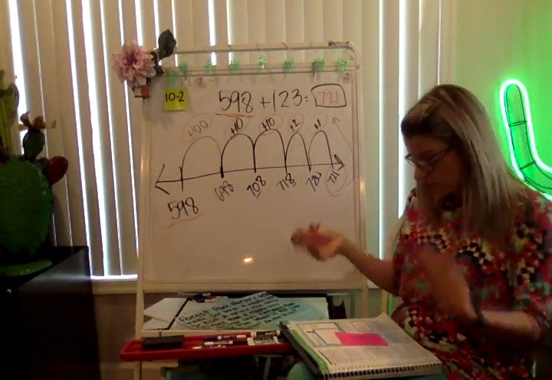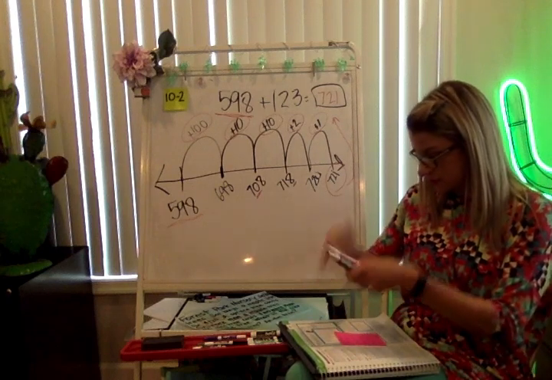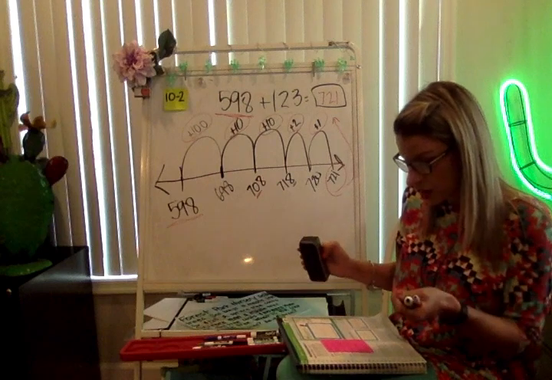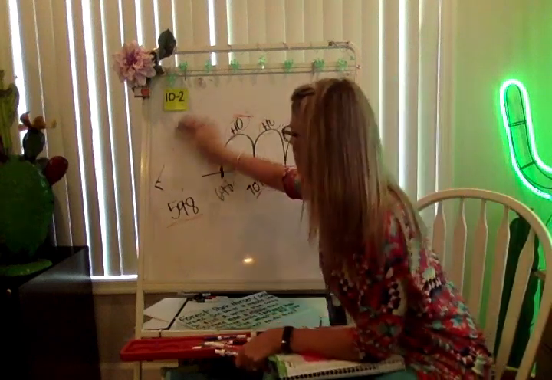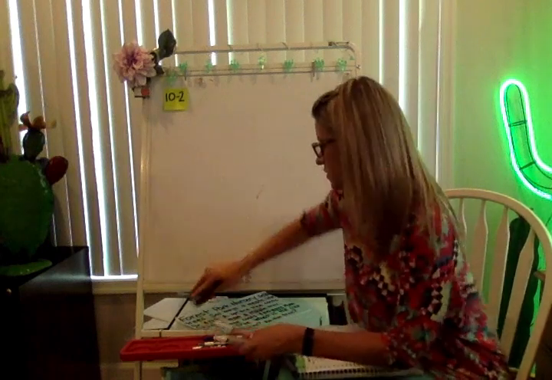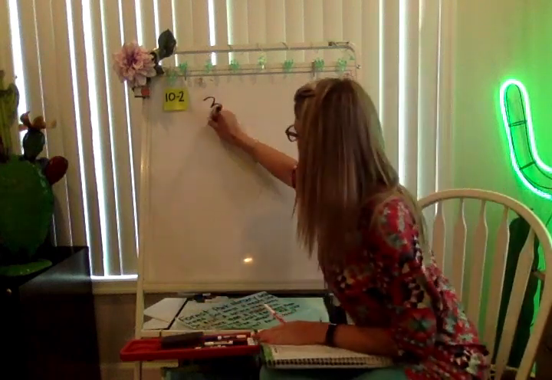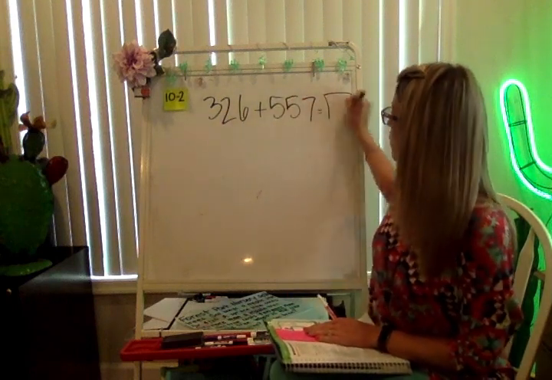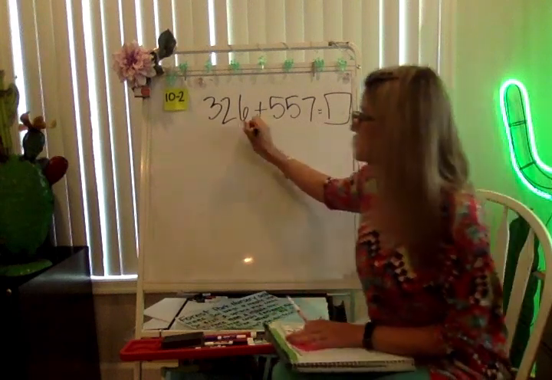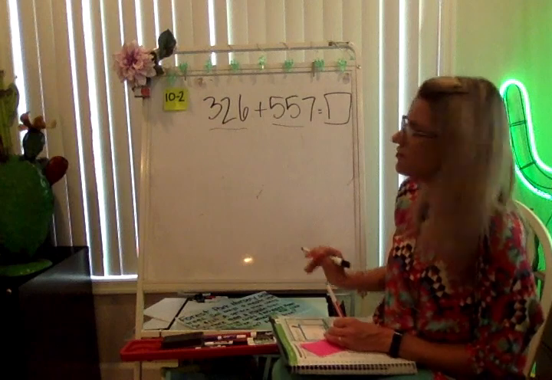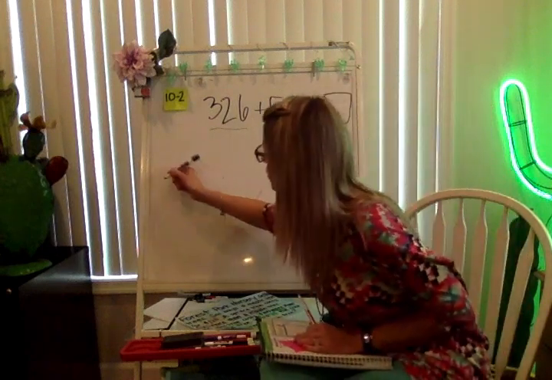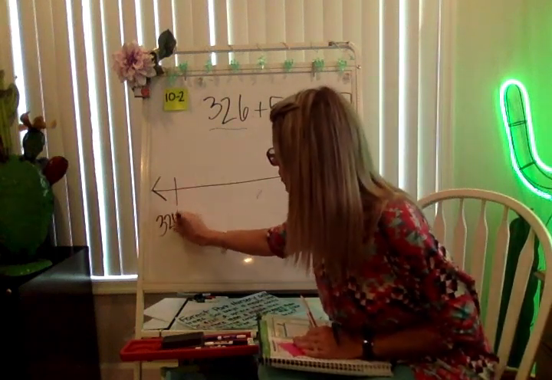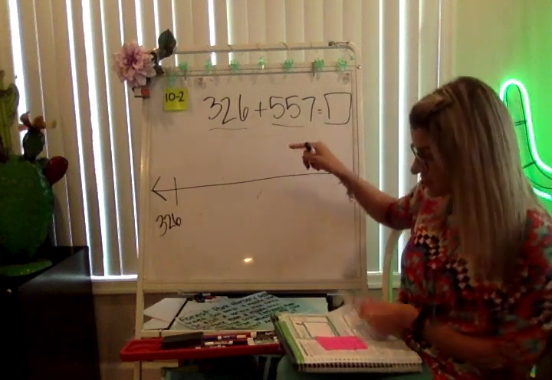These are problems that we have been working on. The next problem that I want to work on, just for practice, 326 plus 557. We are going to be using the open number line. I'm starting with my 326, and then I'm going to add the 557. 326 right here. I'm adding 557.